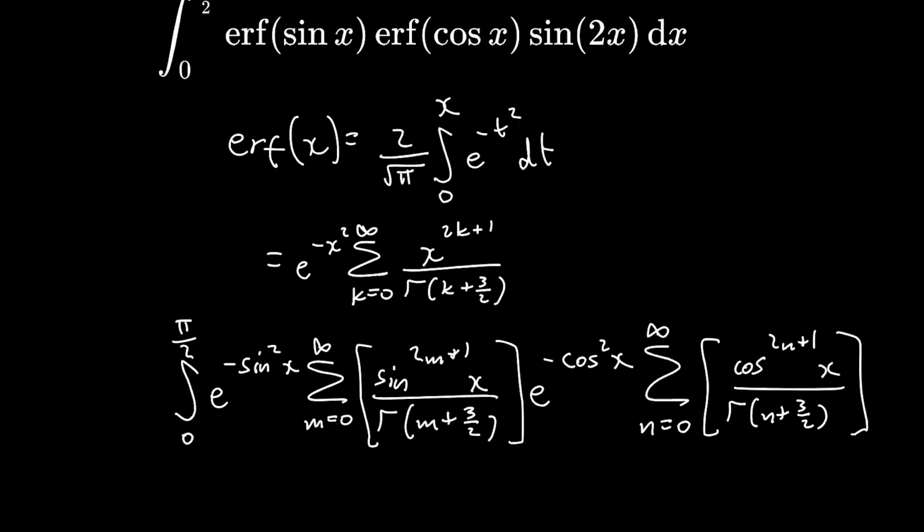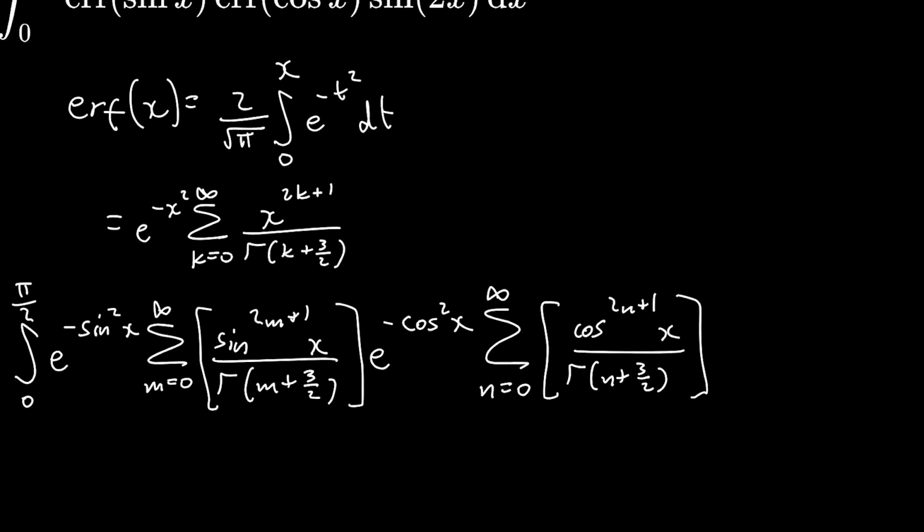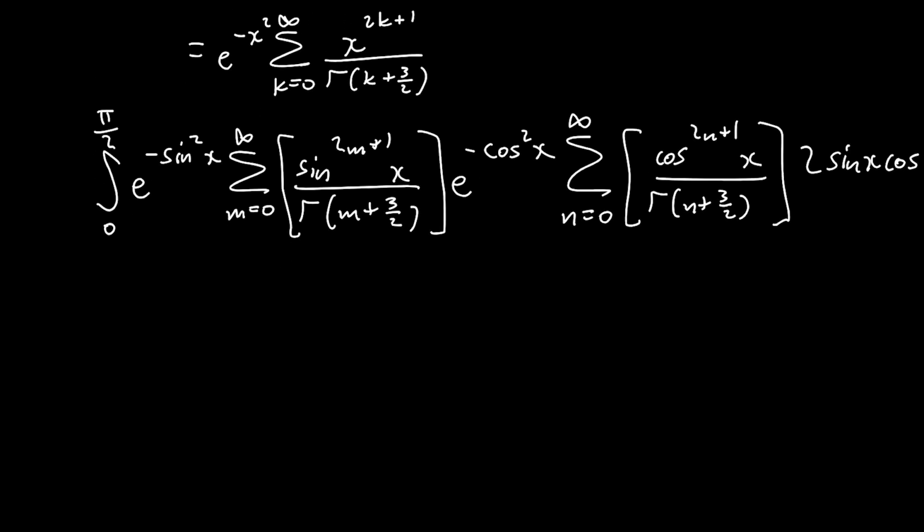And lastly, we have our sin 2x term, so I'm just going to expand that out as 2 sin x cos x dx. But this is already looking pretty messy, so let's try and tidy this up a bit. We have our integral from 0 to pi over 2, and here we're multiplying e to the minus sin squared x and e to the minus cos squared x. So we put this under one power: e to the power of minus, and then sin squared x plus cos squared x. And we know that sin squared x plus cos squared x is just 1. So this here is just e to the minus 1.